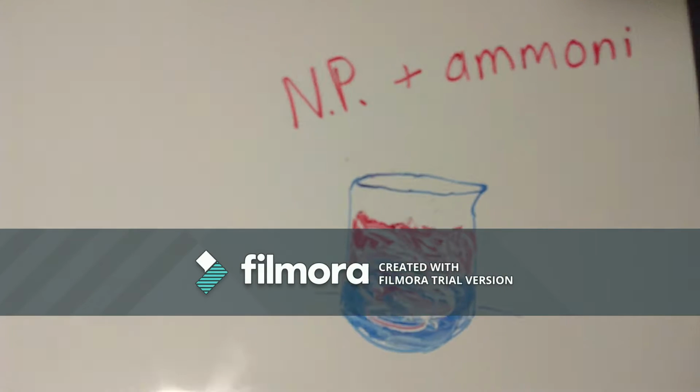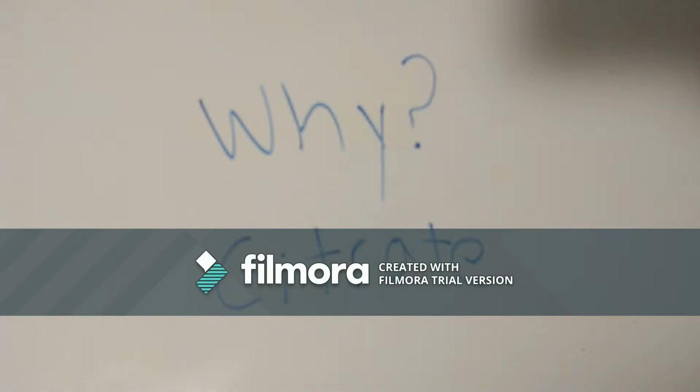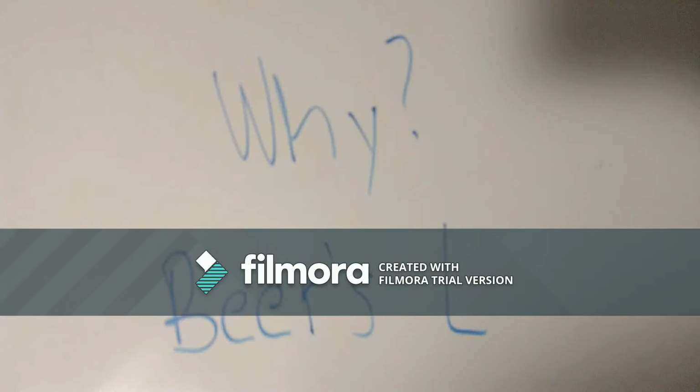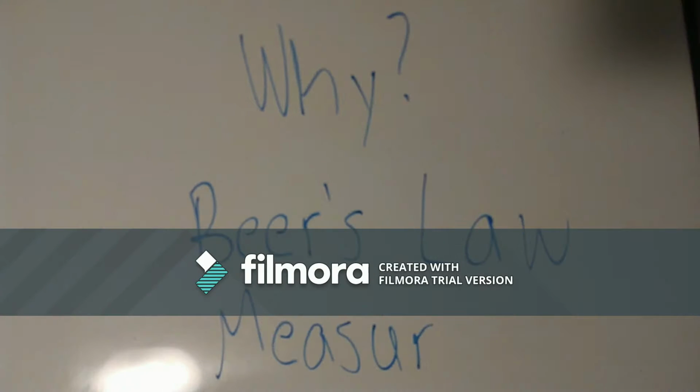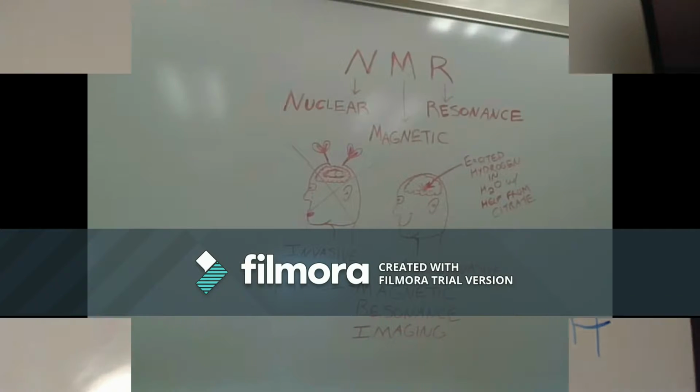Now we have our nanoparticle plus ammonia, which is our ferrofluid solution. The reason we use citrate was so that we can increase the magnetivity of our nanoparticles. The reason why we find Beer's law's measurement is so we can use it to find the concentration and then later calculate the NMR value.